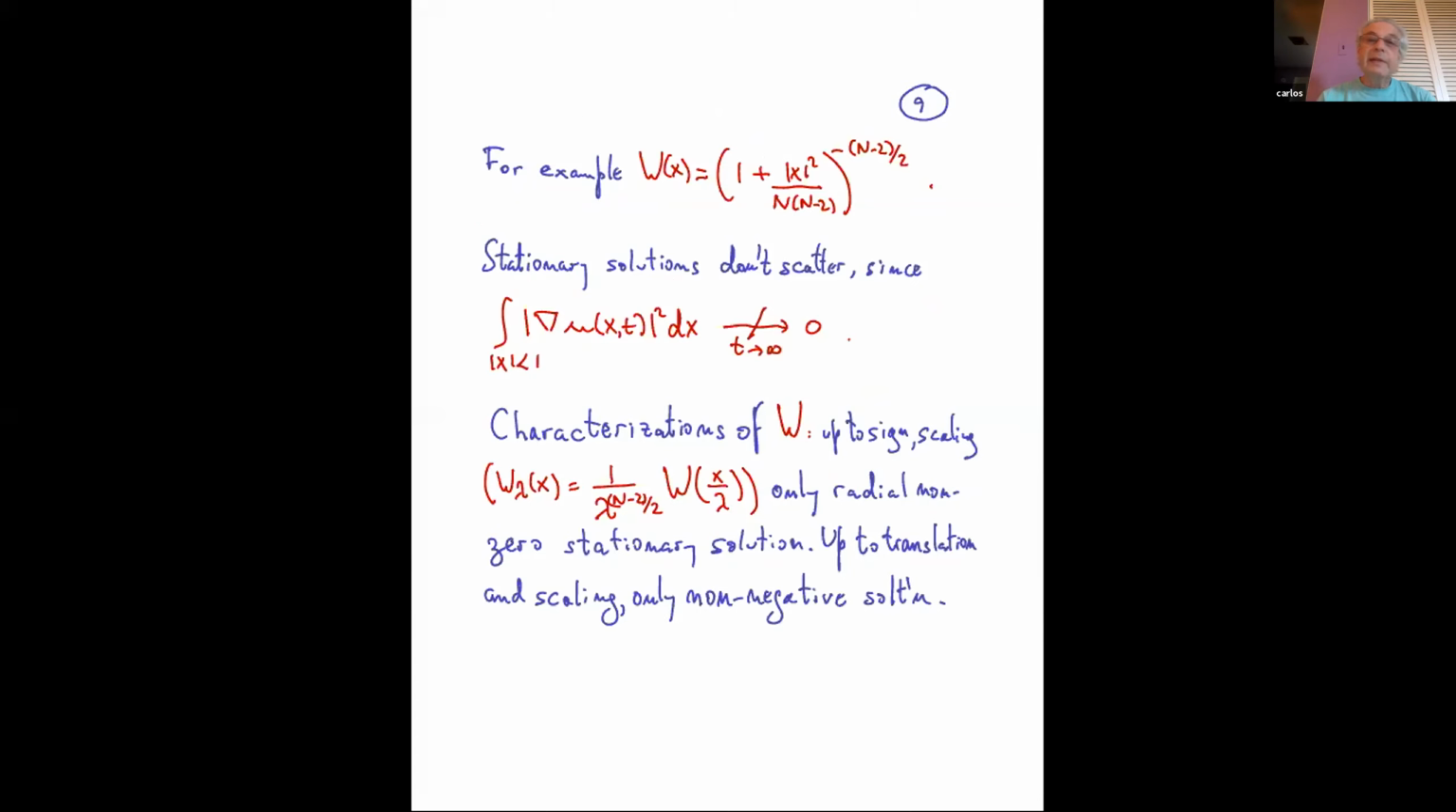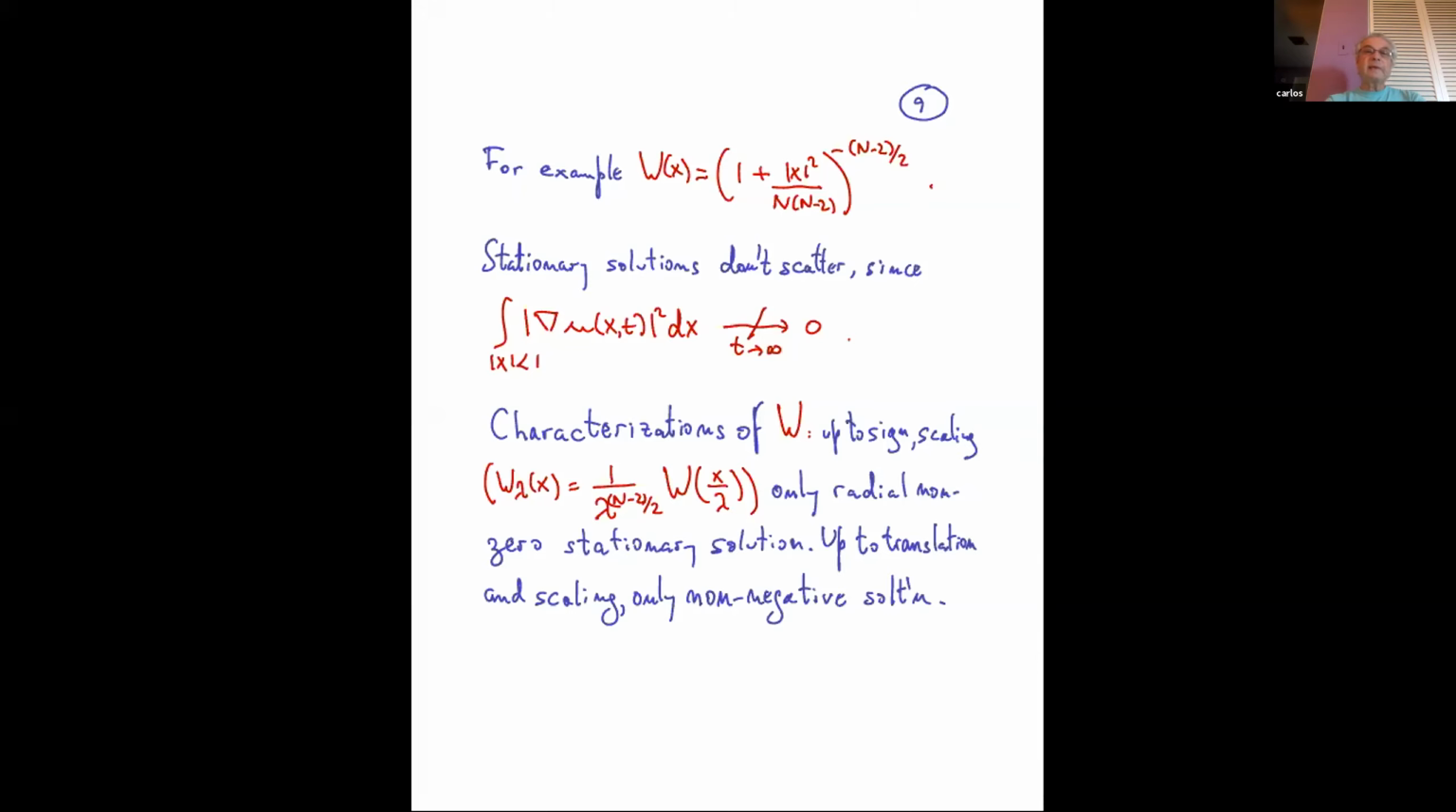And you can see that because if you have a solution that scatters, when you confine the norm in space to be in a fixed box, then that will have to tend to 0 as time goes to infinity, because the linear solutions have that property. And clearly a stationary solution doesn't have that property because it doesn't move in time. So this solution W is a very important solution in the theory.